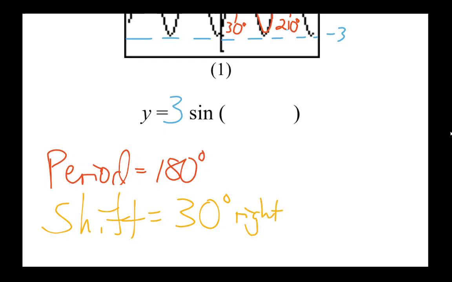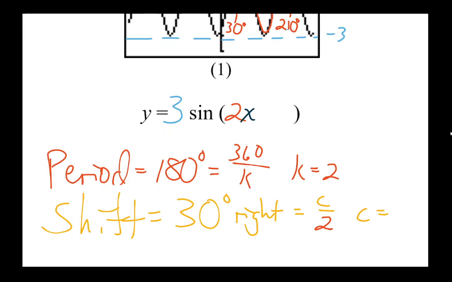Now, remember, these two specs are nice, but what we really need is C and K, or the other way around, K and C. So we're going to use the original period divided by K equaling 180 so that we can deduce that K equals 2, and we'll be able to fill that into our equation. And then we're going to use C over K equaling 30.